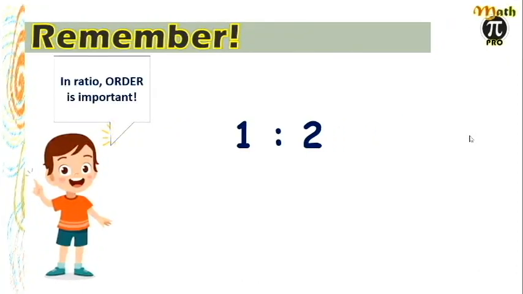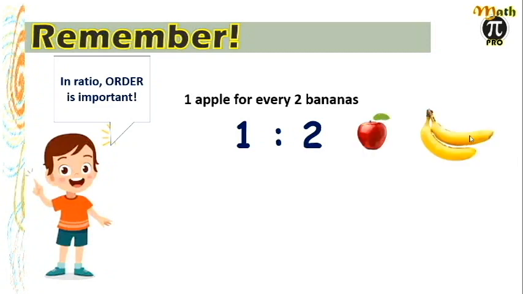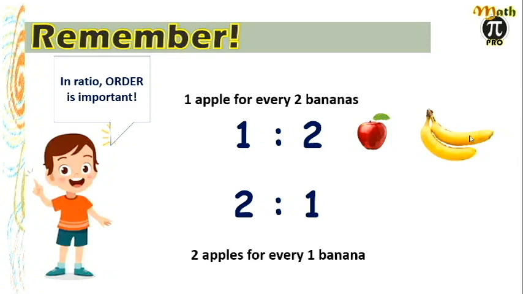In ratio, order is important. The ratio 1:2 means 1 apple for every 2 bananas. But the ratio 2:1 means 2 apples for every 1 banana. So in ratio, we cannot interchange the position of the terms, because when you do so, it would mean different things.